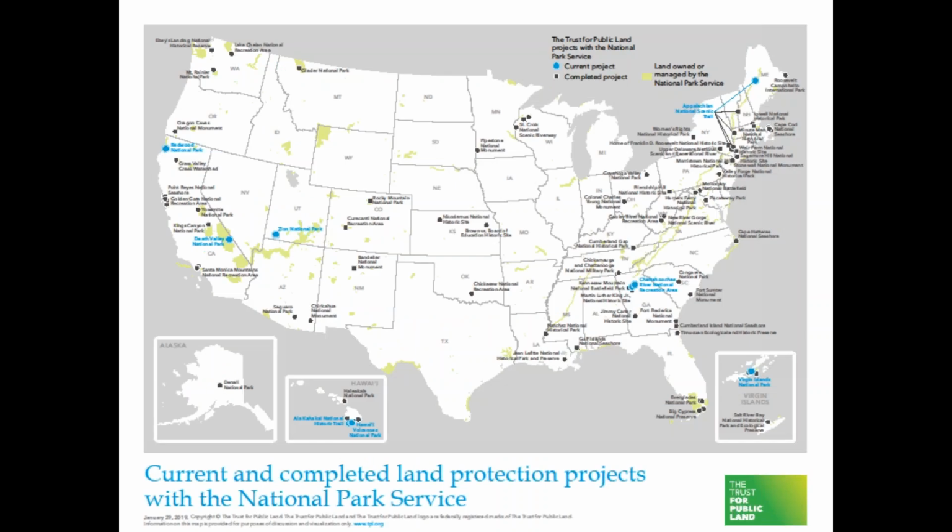Here it is depicted on a map of all the different places where we've partnered with the National Park System. And the blue dots are projects that are in progress. And we're going to talk about some of those on the Appalachian Trail and the Chattahoochee. And then the black dots are things that we've conserved and added to the United States of America's ownership as part of the National Park System.